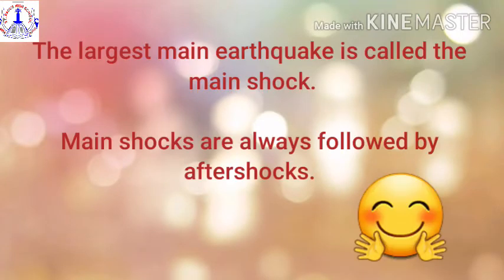Sometimes an earthquake has foreshocks. These are smaller earthquakes that happen in the same place before a large earthquake takes place. The largest main earthquake is called the main shock. Main shocks are always followed by aftershocks that occur in the same place and can continue for weeks, months, and even years after the main shock.